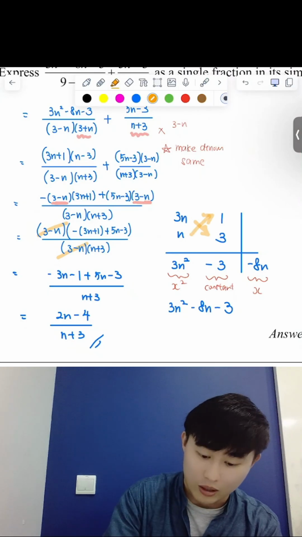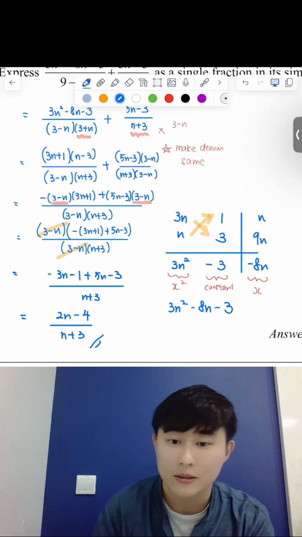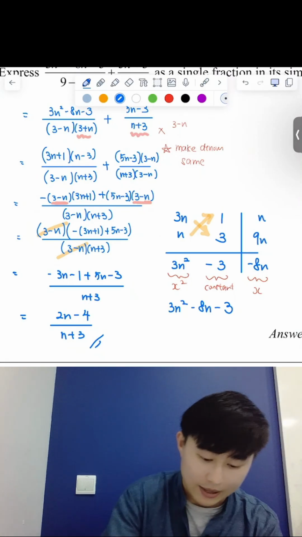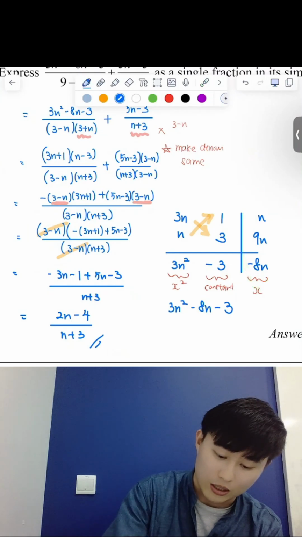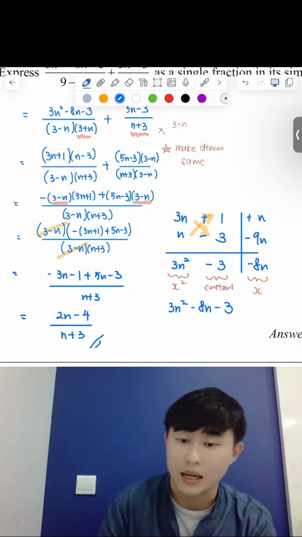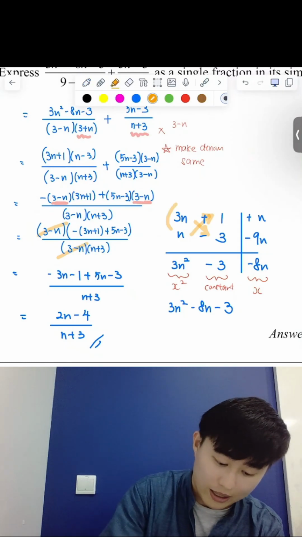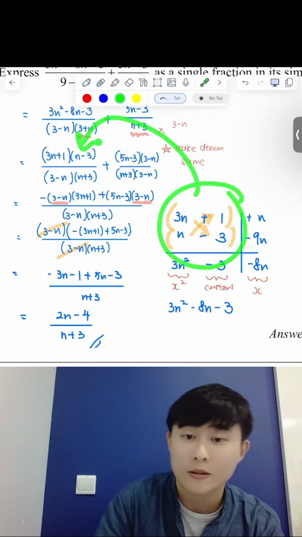I'm going to end up with 9n and n. Hey, nice, the numbers match up to give me my minus 8. So this has to be minus, and this has to be plus. This is minus and this is plus. So there come your two brackets, which is basically the same thing as what I did over here.